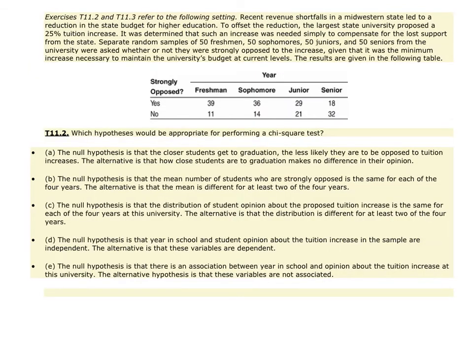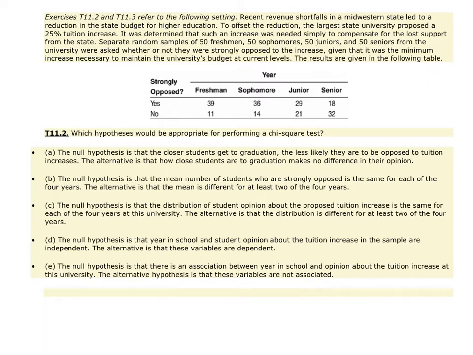Question 2. Recent revenue shortfalls in a Midwestern state led to a reduction in the state budget for higher education. To offset the reduction, the largest state university proposed a 25% increase. It was determined that such an increase was needed simply to compensate for the lost support from the state. Separate random samples of 50 freshmen, 50 sophomores, 50 juniors, and 50 seniors from the university were asked whether or not they were strongly opposed to the increase, given that it was the minimum increase necessary to maintain a university's budget at current levels. The results are given in the following table.